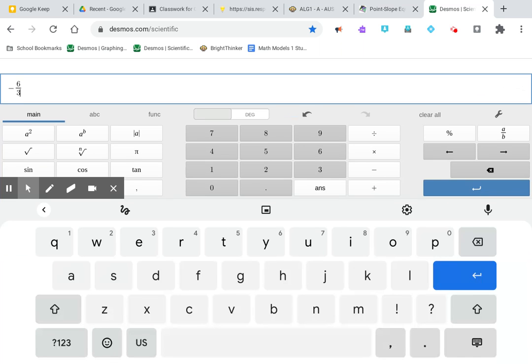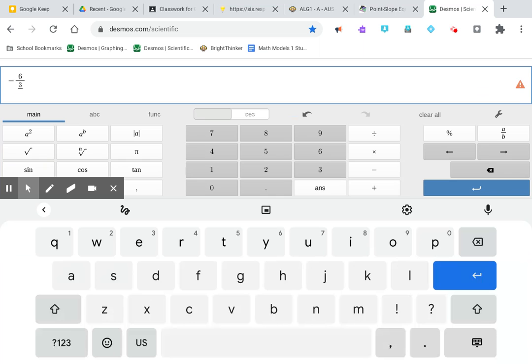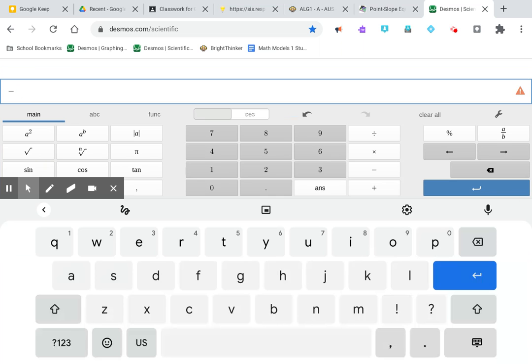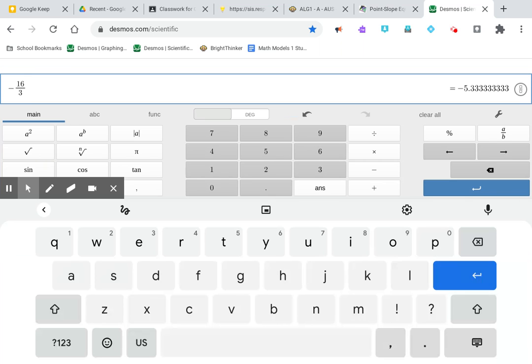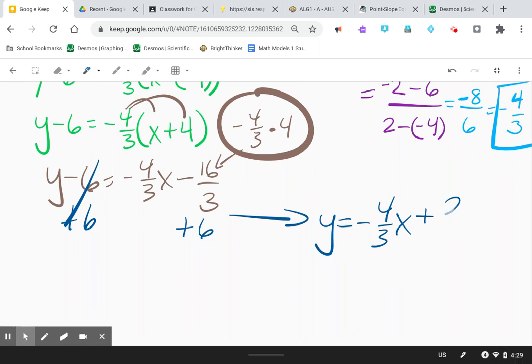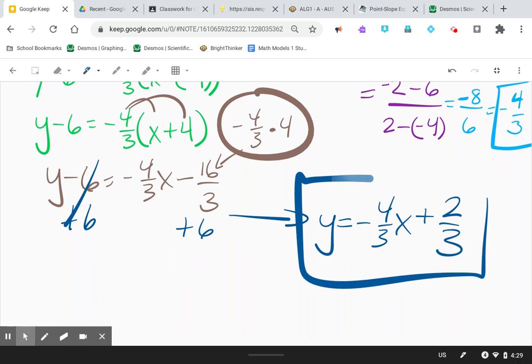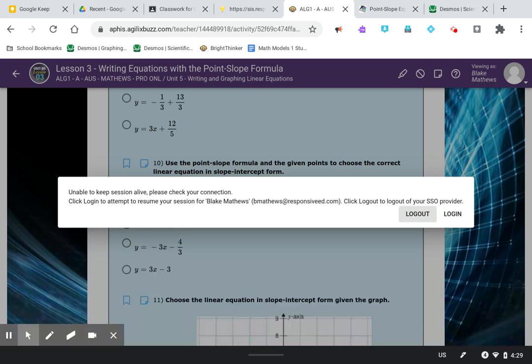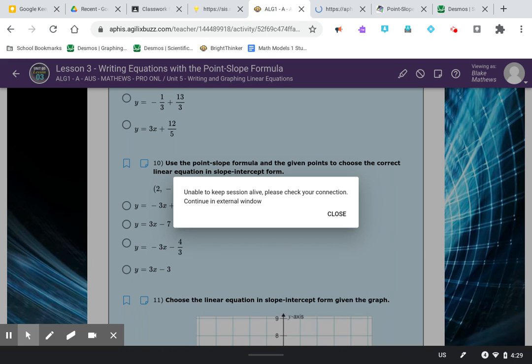Negative 16 divided by 3. Oops. Let's go back here. Negative 16 divided by 3 plus 6. We get a fraction number there. We're going to look at it. It's 2/3. And that is the final response. So that's a good example of one where you end up with a fraction. Don't let that intimidate you. You're going to see the same kind of stuff happen over here.